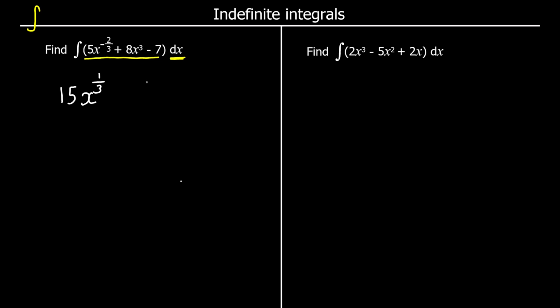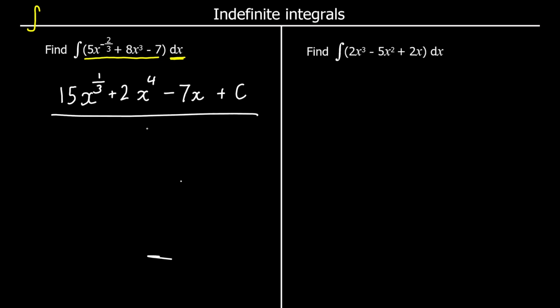Add 1 to the power. So that's going to be x to the power of 4 now. Divide by the new power. 8 divided by 4 is 2. The negative 7's next. When we integrate negative 7, it becomes negative 7x. And then we plus c. When we're integrating, we're plussing c. We're adding a constant on to the end. That is our answer.